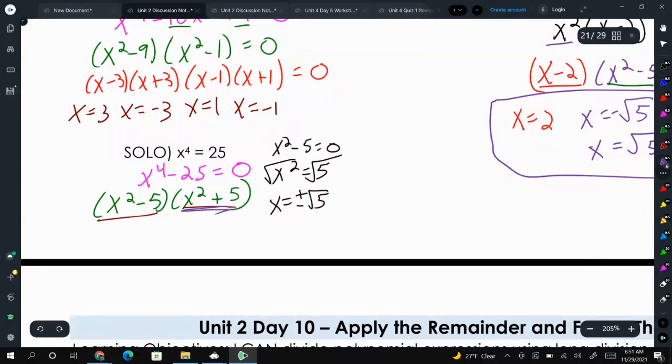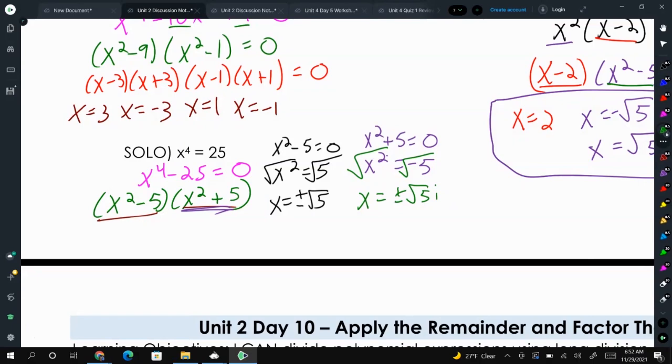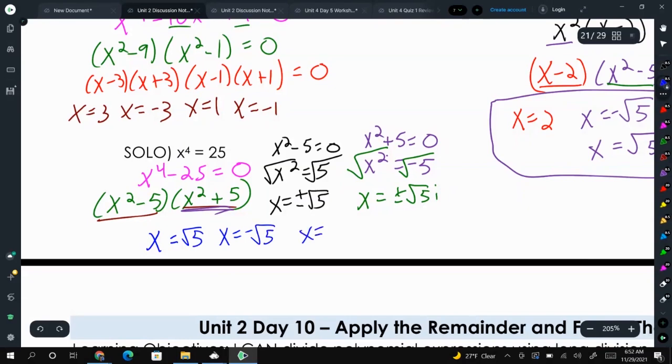But for this one, x squared plus 5 equals 0. Okay, we subtract 5 from both sides. Oh, x squared equals negative 5. And when we square root that, we're going to have the imaginary solution. So x equals plus or minus the square root of 5i, because that negative inside the square root means we have the imaginary solution. So we have x equals the square root of 5, x equals negative square root of 5, x equals square root of 5i, x equals negative square root of 5i.